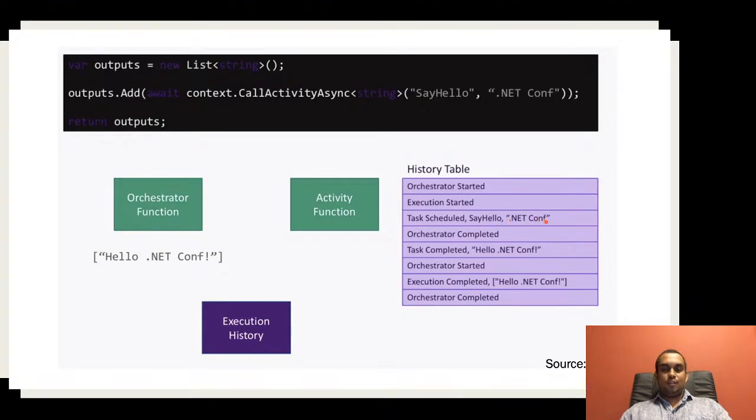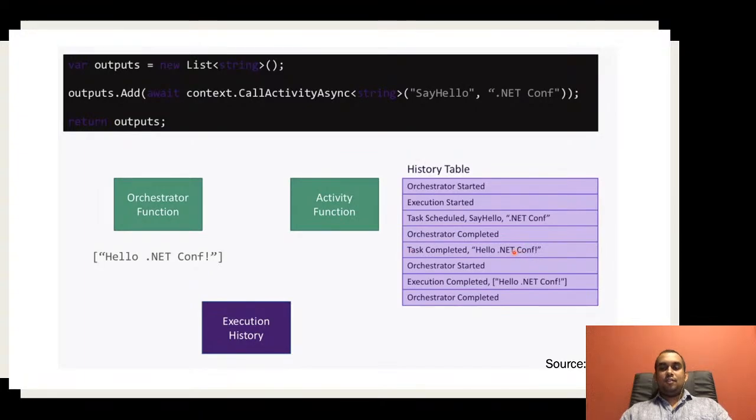A schedule is made to call that SayHello function with the input .NET Conf, right? It doesn't mean this orchestrator will wait; the orchestrator will complete. So the orchestrator starts, the execution starts, sets a schedule for this activity function, and then the orchestrator just goes to a sleep state, right? The activity function does whatever operation is defined inside and then returns a certain message or status back to this execution history, right? Once the activity function is completed, it will return Hello .NET Conf.